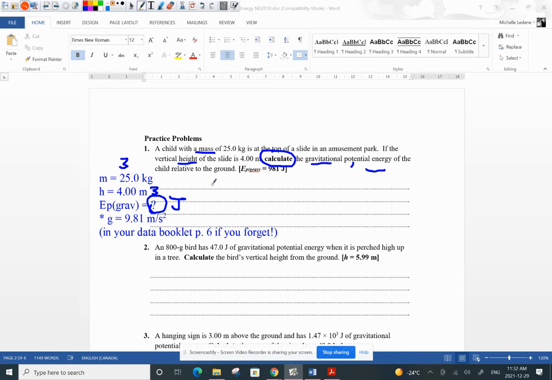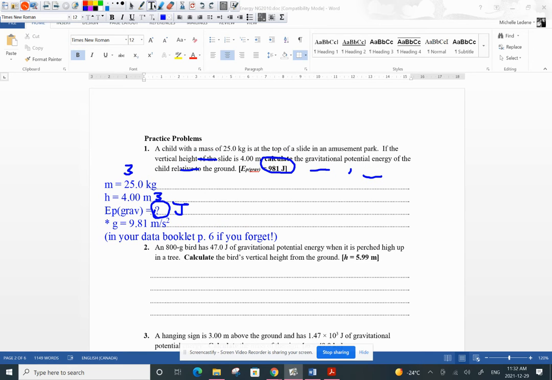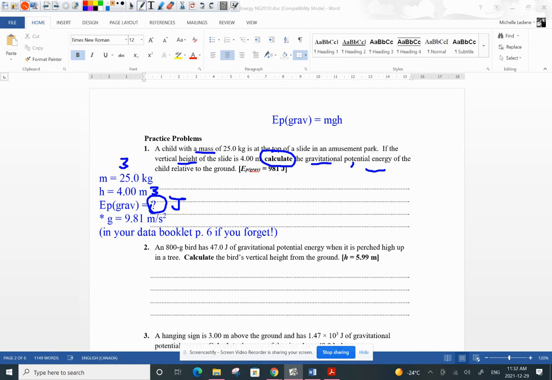And, wait a minute. They've given me mass and they've given me height. I thought the formula for this was EP grav is equal to mgh. Well, how can I solve this? Don't I just have mass and height?